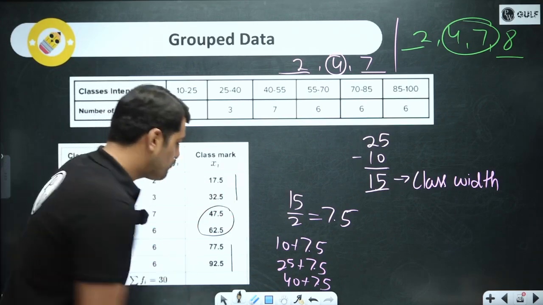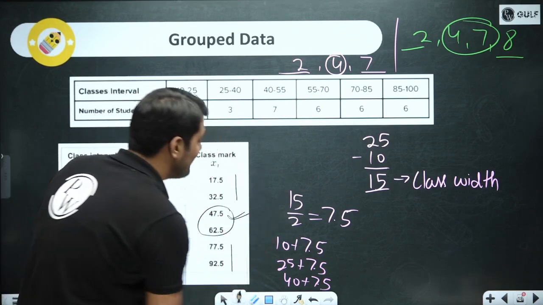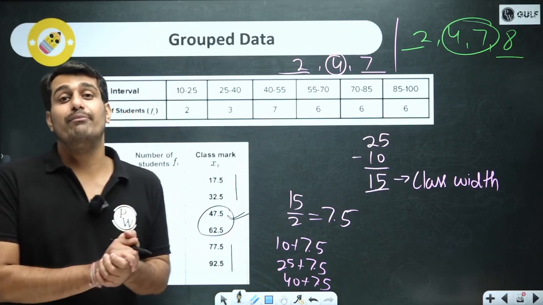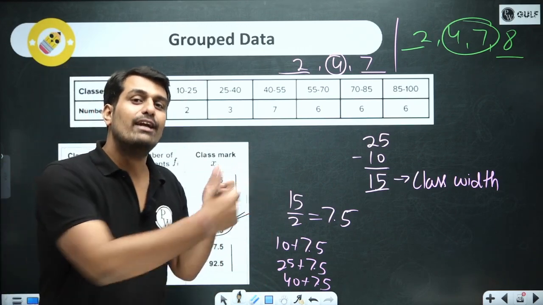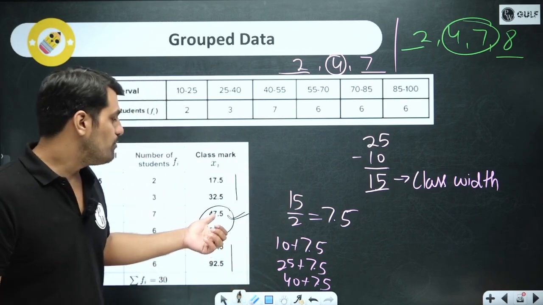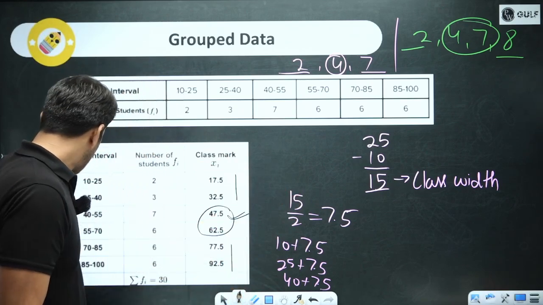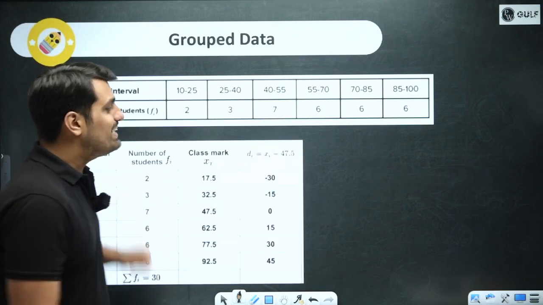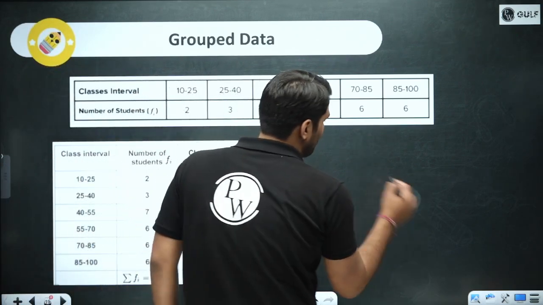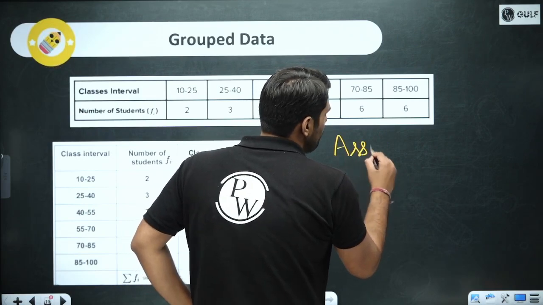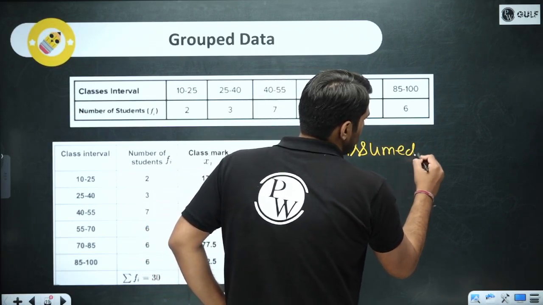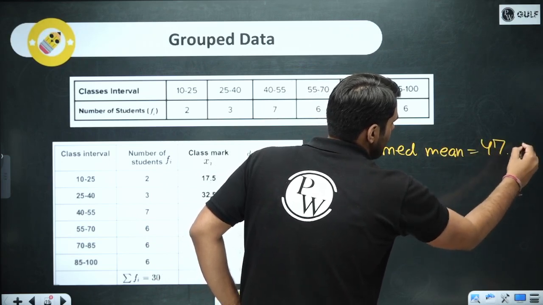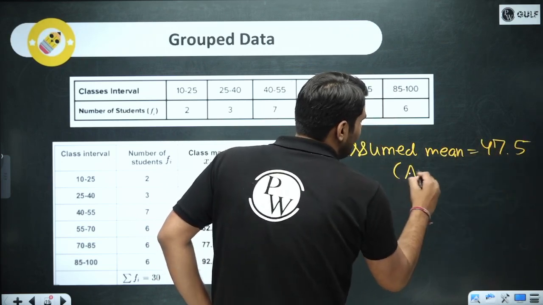So let me take this one. And as I mentioned, it doesn't matter whether you take the upper one or the lower one, the answer will remain the same. Why? Because you are assuming a mean and then doing a correction to it. So you have assumed this one, so this is your assumed mean first of all. 47.5 is your assumed mean. Let me write it clearly over here. Assumed mean is equal to 47.5. And we call this A.